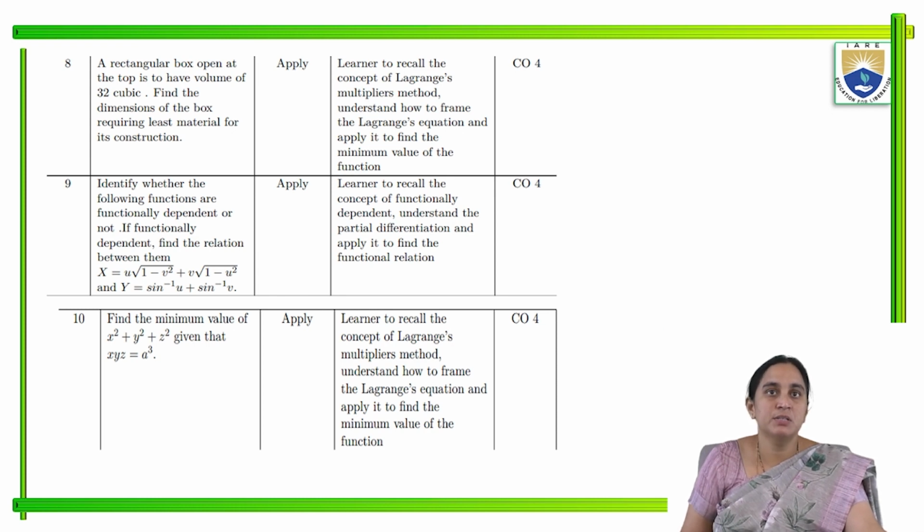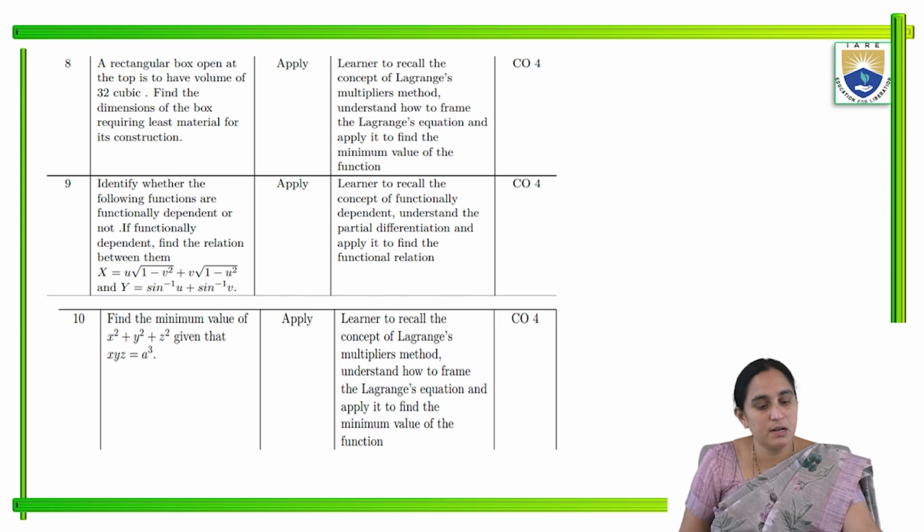Here the functions x and y are in two variables, u and v. For that we have to write down the formula of the Jacobian. If it is equal to 0, then the functions are dependent, and we have to find the relation between x and y. That is the ninth question.